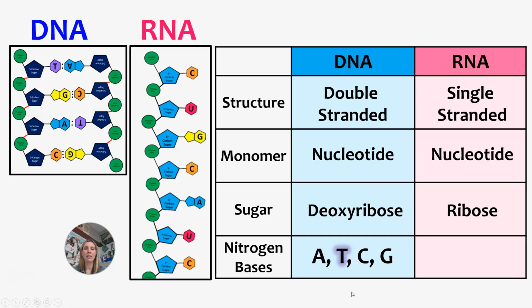And then the bases that they have, they share A, C, and G. So adenine, cytosine, and guanine we share in common with DNA, but the thymine of DNA is replaced with something called uracil, a U. So RNA, the bases are A, C, G, and U.